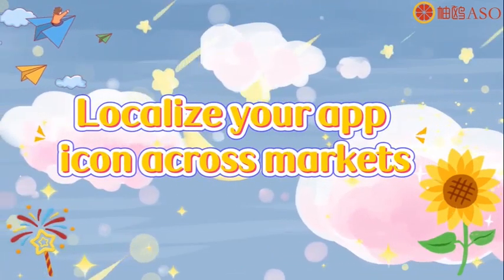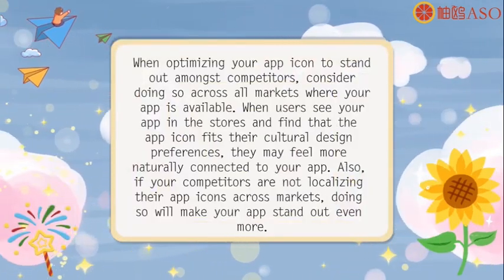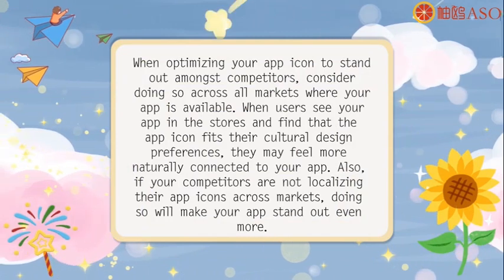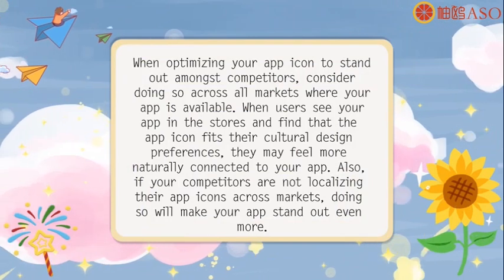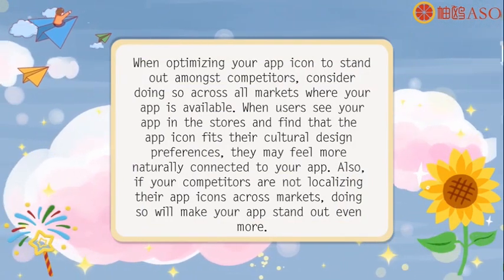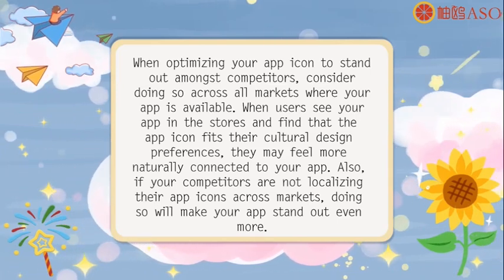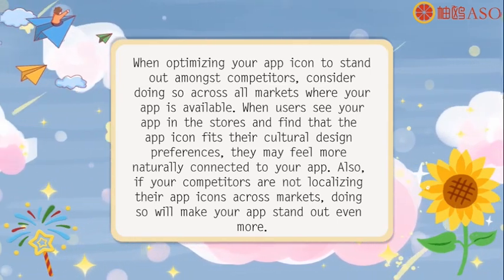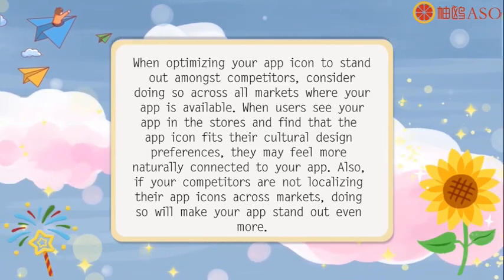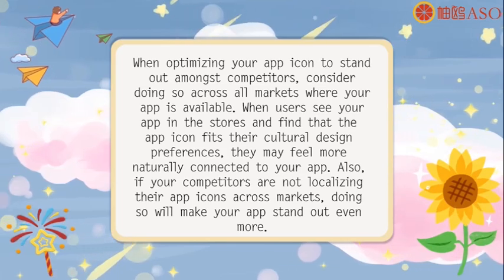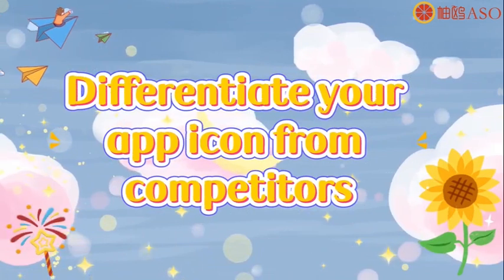Localize your app icon across markets. When optimizing your app icon to stand out amongst competitors, consider doing so across all markets where your app is available. When users see your app in the stores and find that the app icon fits their cultural design preferences, they may feel more naturally connected to your app. Also, if your competitors are not localizing their app icons across markets, doing so will make your app stand out even more.